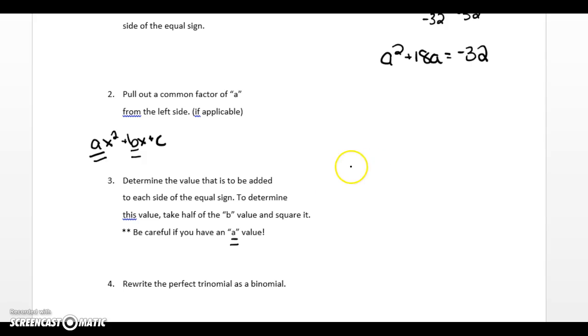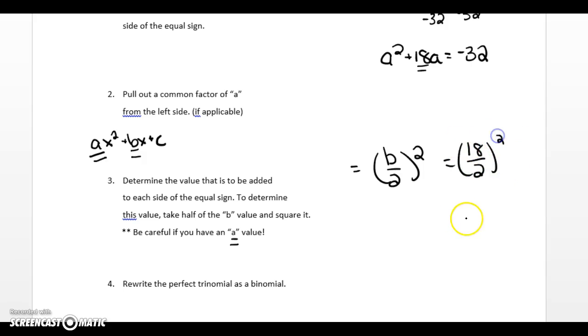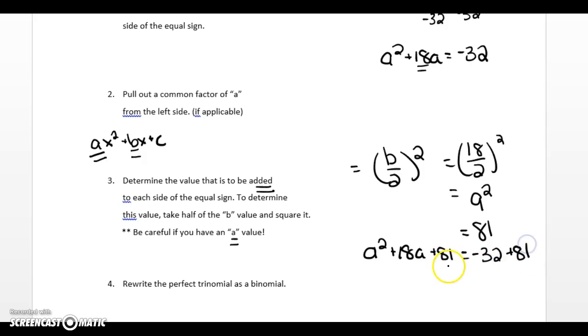So in order to determine this number, you're going to take half of that b value, then you square it. So in this case here, we're going to be looking at 18. So we'll take half of 18 and then square it. So 18 divided by 2 is 9. So you have 9 squared. That's equal to 81. So what you're going to do is you're going to add it to each side. So that step there is a little bit different from what we did with quadratic functions. So what we'll have here is a squared plus 18a plus 81 is equal to negative 32 plus 81. So we're adding this term to each side of that equation.